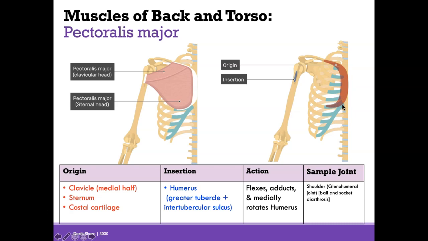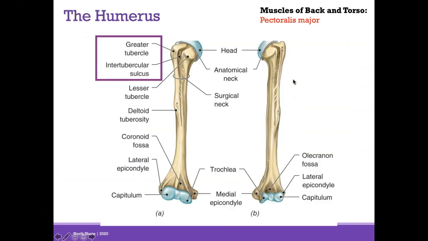And where it inserts is a specific location on the humerus. There's actually two specific locations called the greater tubercle and also the intertubercular sulcus. So that's where the pectoralis major inserts. And that's the distal attachment. So I want to show you those two parts where the pectoralis major attaches to. The greater tubercle and the intertubercular sulcus. So this is where the pecs insert.